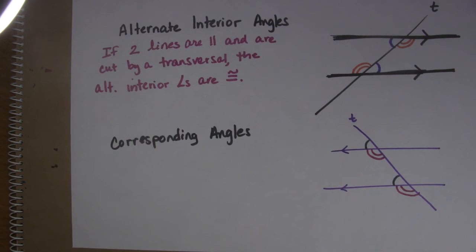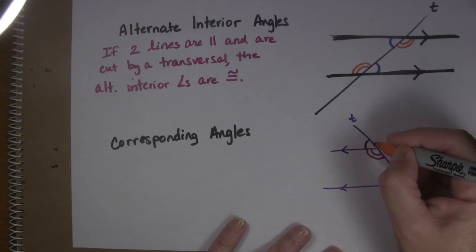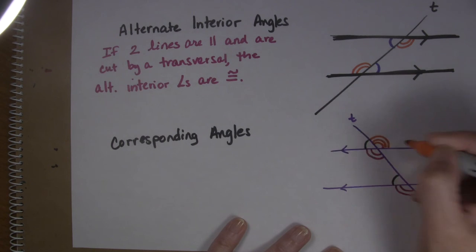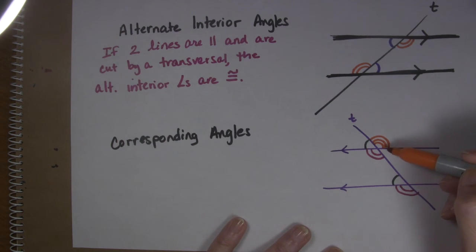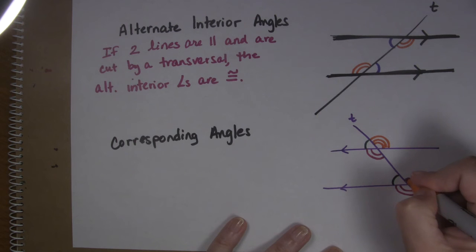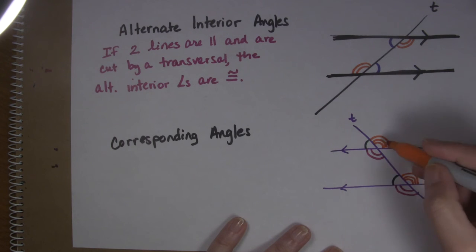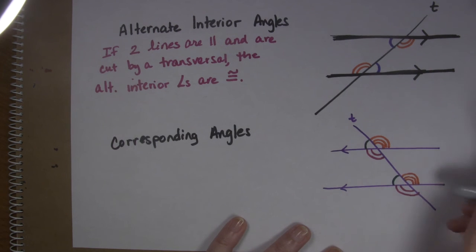Okay? I can also do the same thing on this side of the transversal. So here I can have above the parallel line on the right side of the transversal, and that is going to line up with this angle. These are corresponding angles. The orange ones are corresponding because this is above this parallel line and still on the right side of the transversal.